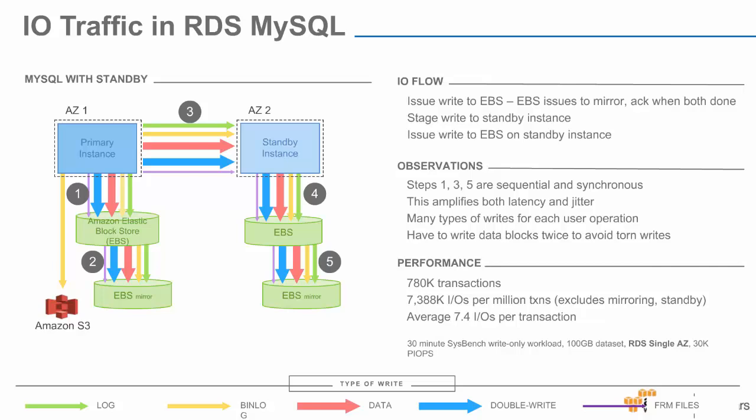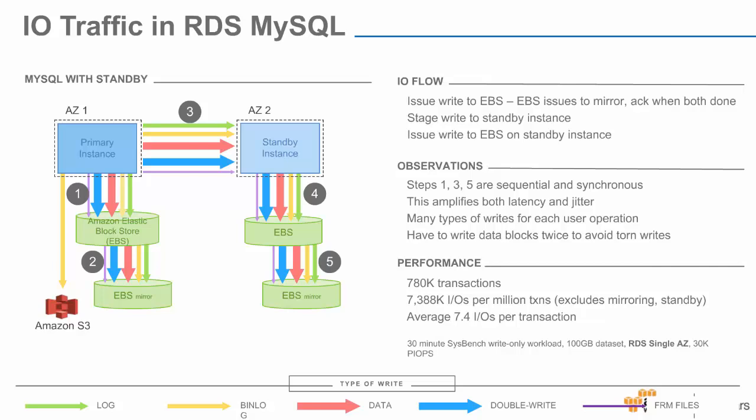So you can see that step numbers 1, 3, and 5 are synchronous and sequential. What it means is any kind of network weather or network jitter is going to have a great effect on the performance of this whole operation. So the ACK back from this whole operation could be delayed 3 times or more if there is any network delay, any network jitter, which happens many times for many different reasons.